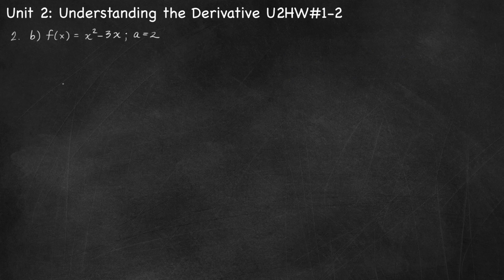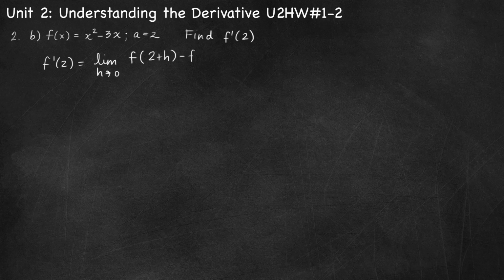Part B, f of x equals x squared minus 3x. We want to find the derivative when a is 2. So we want to find f prime of 2. f prime of 2 is equal to the limit as h approaches 0 of f of 2 plus h minus f of 2, over h. So again, just off to the side, I'm going to evaluate f of 2 plus h.